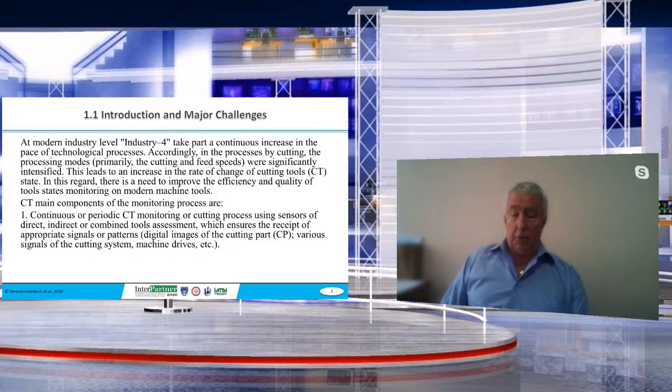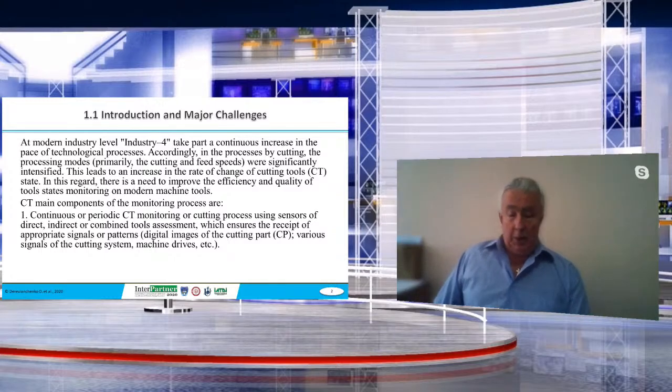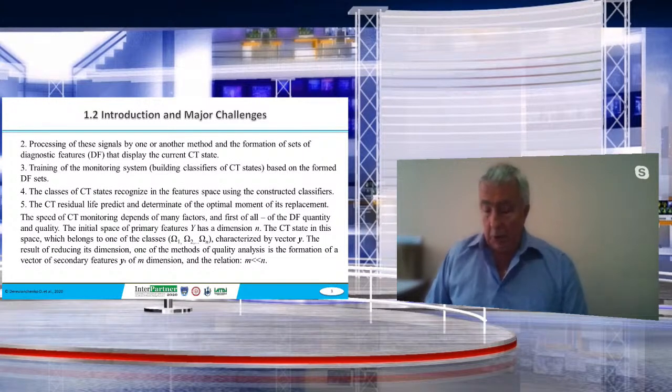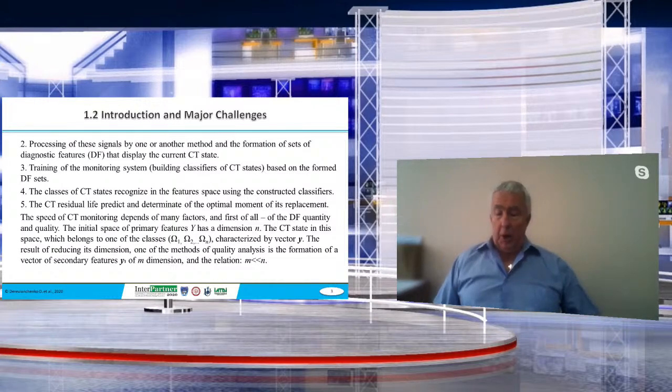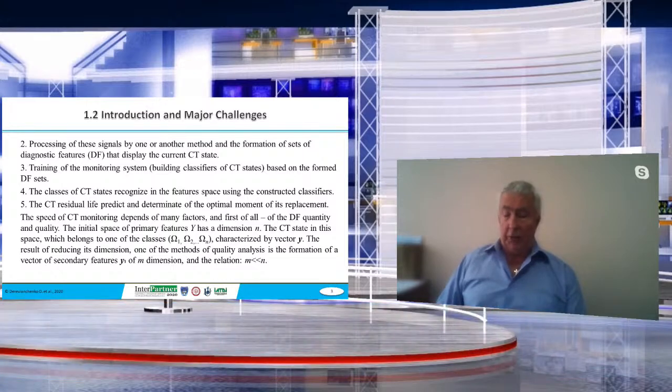In this regard, there is a need to improve the efficiency and quality of tool state monitoring of modern machine tools. The main components of the cutting tool monitoring process are, first, continuous or periodic cutting tool monitoring using sensors of direct, indirect, or combined type. Assessment ensures the receipt of appropriate signal patterns, a digital image of the cutting part, for example, various signals of the cutting system, machine drives, etc. Second, the processing of these signals by one or another method of the formation of sets of diagnostic features that display the cutting tool state.